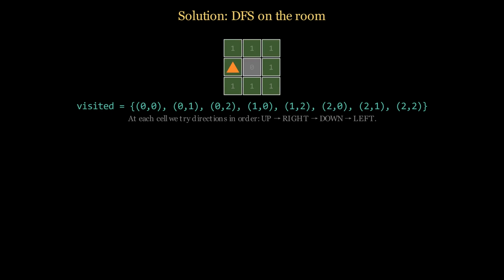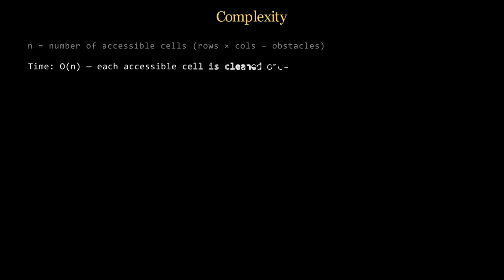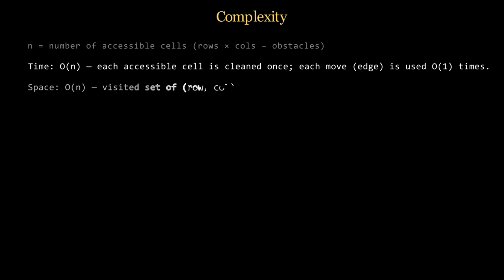When DFS finishes, the robot would backtrack all the way back to its starting cell. Time and space are both O of the number of accessible cells. We clean each cell once, and the visited set stores each cell we've been to.